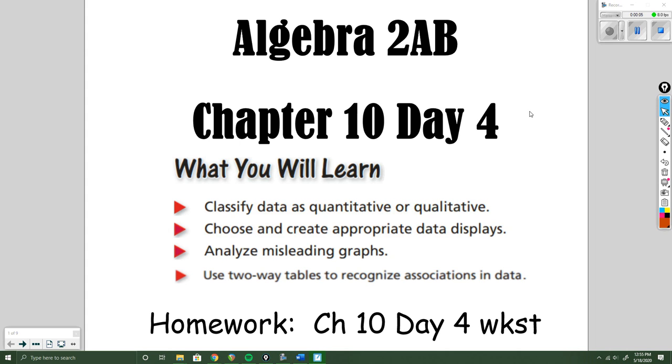Today in Chapter 10, Day 4, we're going to classify data as quantitative and qualitative. We're also going to choose and create appropriate data displays, and especially important, we're going to analyze some misleading graphs.